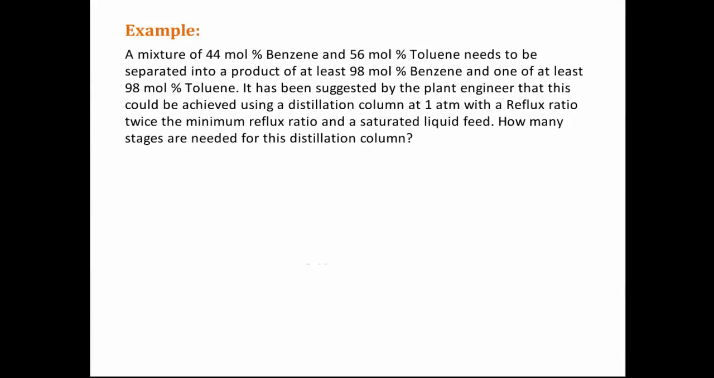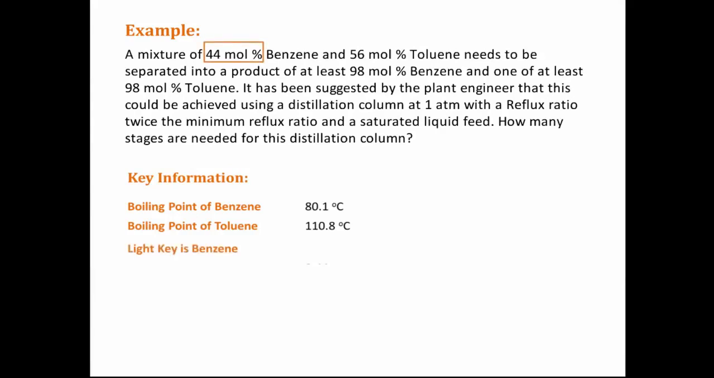It is helpful to pick out the key information. First, we need to find out which is the light key component. To do this, find the boiling points of benzene and toluene. We get 80.1 and 110.8. Therefore, the light key is benzene as it has a lower boiling point.